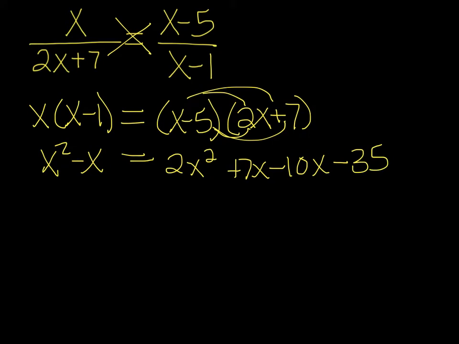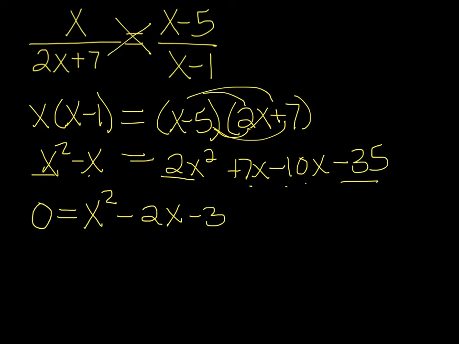So now when we combine like terms, note that you've got a quadratic. So you must set it equal to 0. I'm going to take away 1x squared from the 2x squared, and I get x squared. I have 7x minus 10x is negative 3x, and then I'm going to add another x to that side, so I have minus 2x, and then I have the minus 35.